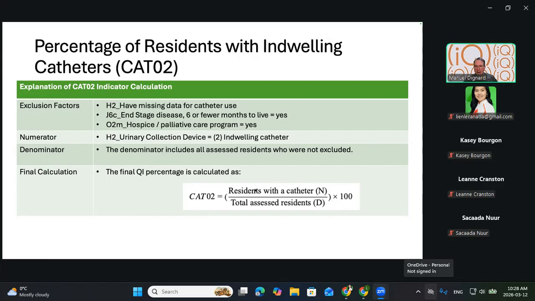So a higher rate here may indicate issues with continence management, or overuse of catheters, maybe gaps in restorative care planning. So reducing that unnecessary catheter use is a key improvement goal across long-term care facilities.